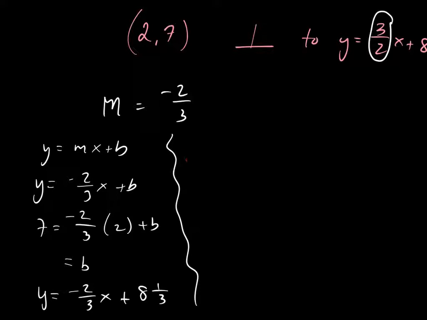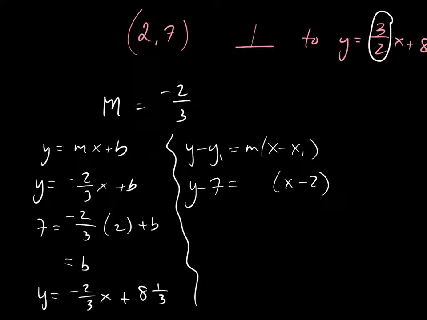If I use y minus y1 equals m times x minus x1, point slope, right? I can plug in the point and the slope: y minus 7, the other point is going to be x minus 2, and then the slope is going to be negative 2/3. Technically, I'm done. That's all I need. I don't have to go further.